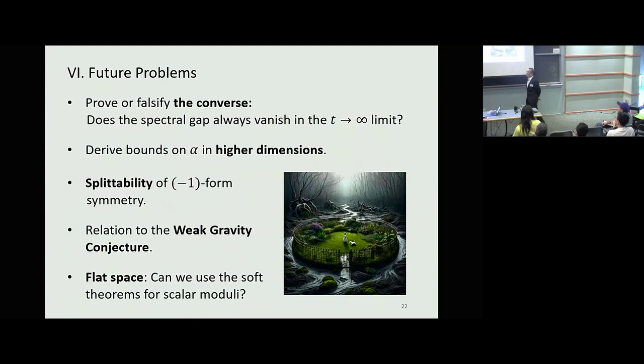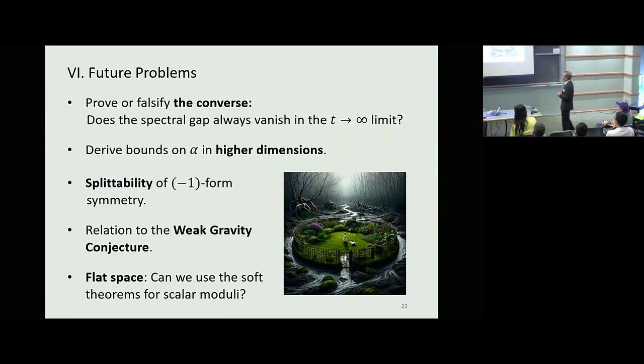So the future program. There are many things I want to do. I guess one of you, maybe Jake, asked me about the converse, and the converse is very important: that the spectrum gap always vanishes in the infinite distance limit. This is something I would like to investigate, and we have some idea about how to do that. Deriving such a bound for higher dimensions is also very interesting. I think what we are trying to do is to use a similar kind of crossing symmetry in higher dimensions. But technically it's much more difficult because you have to disentangle various issues with spins.